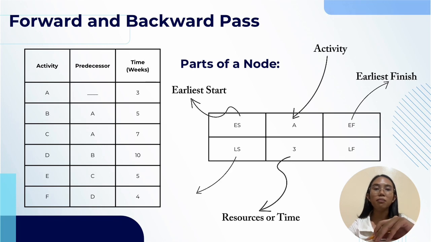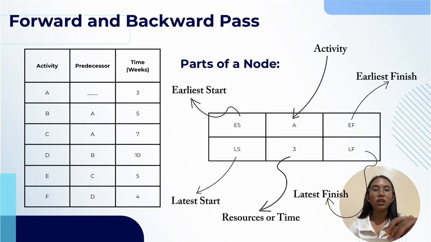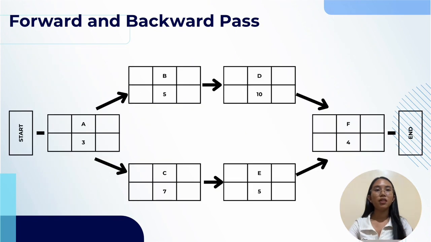While ito namang nasa ibaba, ang LS or the latest start, ito yung pinaka-late na magsisimula ang activity pero hindi niya madidelay ang buong project. While ito namang LF, which is the latest finish, ito yung pinaka-late na matatapos ang activity pero hindi niya madidelay ang buong project. So let us now proceed to the step which is the forward and backward pass.